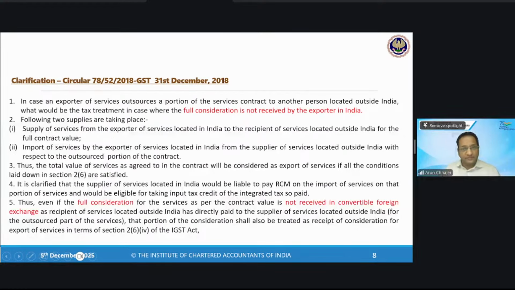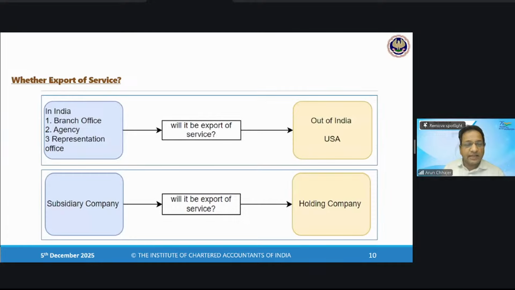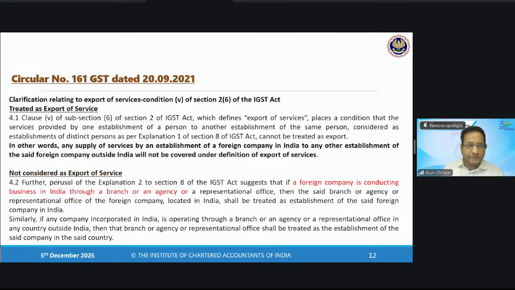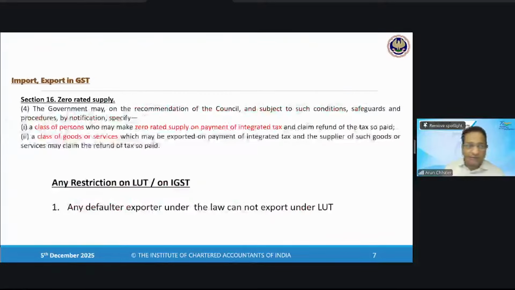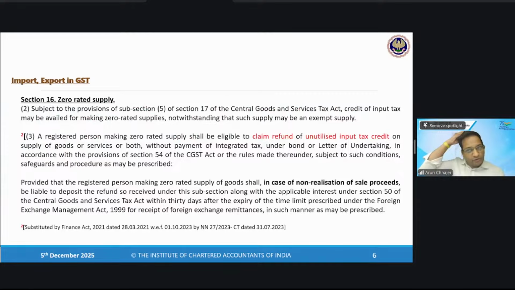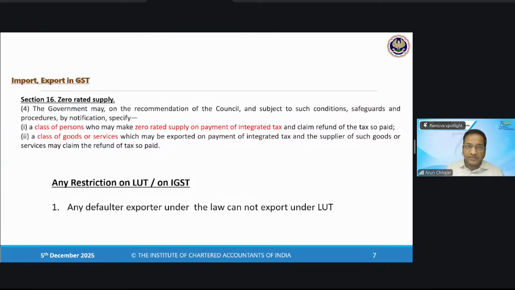Now what is that? Let's read some circular, some clarification we will read. Okay. We will read, with respect to this point also we will discuss what are the restrictions.